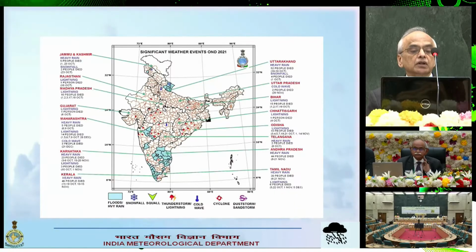last year. So the significant weather events in 2021, again here, you could see all along on both left side and right side, information is provided. For example, what happened in Jammu and Kashmir, in Rajasthan, in Madhya Pradesh, Gujarat, Maharashtra, Karnataka, Kerala, Uttarakhand, Uttar Pradesh, Bihar, Chhattisgarh, Telangana, Andhra Pradesh and Tamil Nadu. Those are all the information that is provided in what happened in all these states.